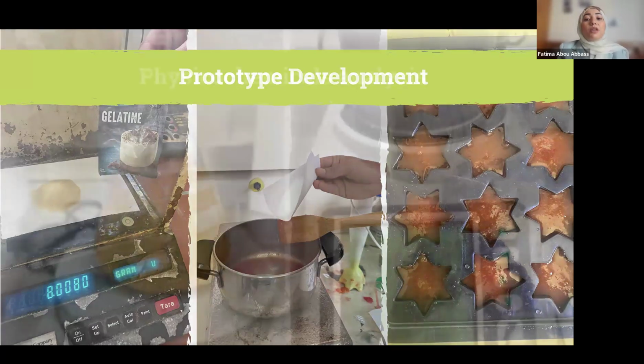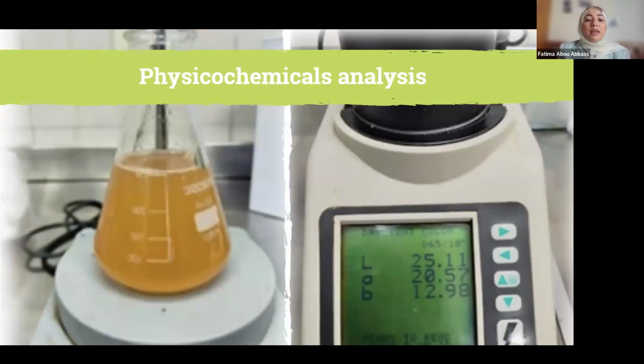After that, we did a physicochemical analysis. So we validated the nutritional profile and the stability of the gummies through physicochemical analysis. This ensures the product is not only sustainable, but also scientifically sound. After that, in the next slide, you will see the sensory analysis that we tested.